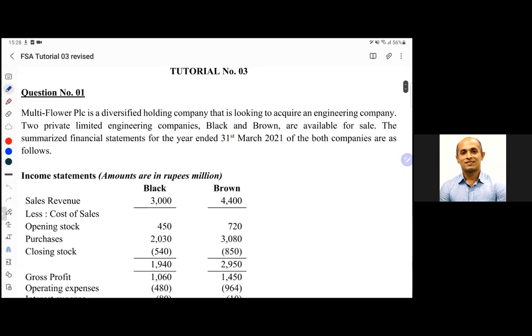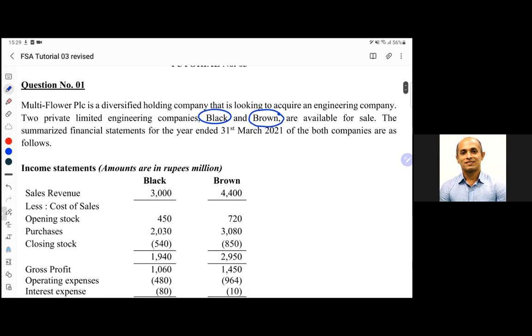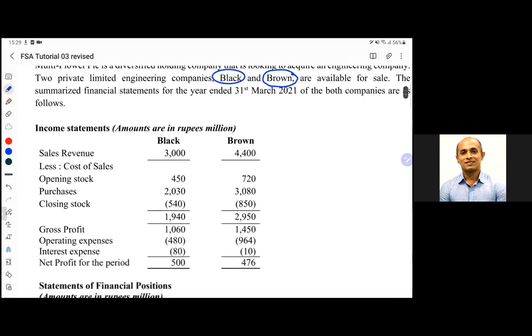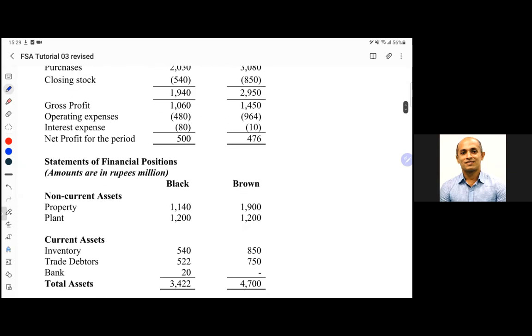Now you see you have two options. You can acquire Black or Brown company. So these are the two options you have. You can either go for Black or Brown. Right. Then you have financial statements of these two companies for the year ended 31st March 2021. Right. Now you see summarized financial statements.